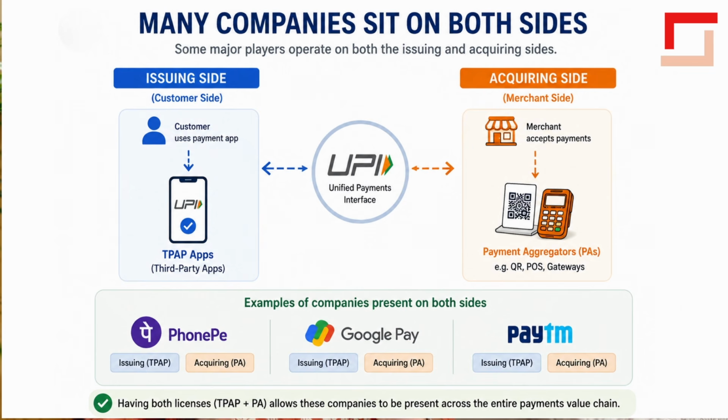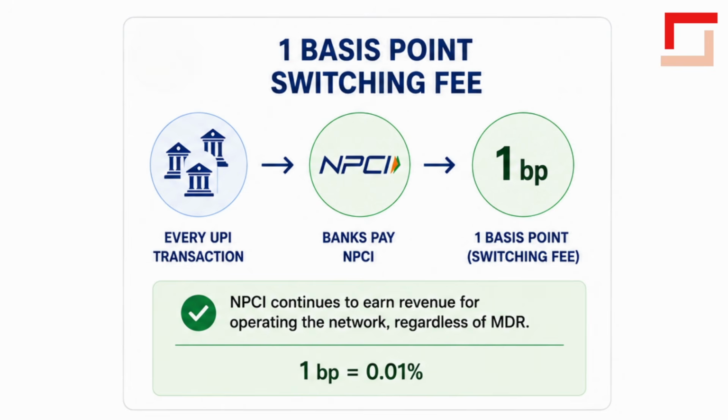Now the fact is, even when merchants paid no MDR, money flowed into the UPI ecosystem. For every UPI transaction, banks paid NPCI 1 basis point as a switching fee. So irrespective of whether MDR existed or not, NPCI continued earning revenue for operating the network. And the incentive which the ecosystem got from the government largely flowed to the banks, especially issuing banks, which then shared a portion of their earning with their TPAP partners.